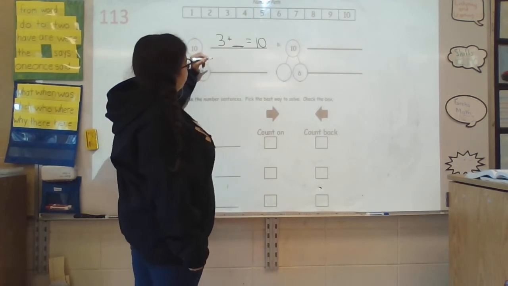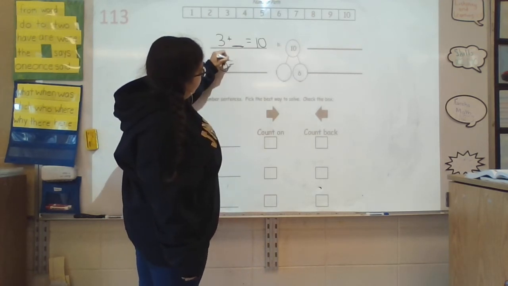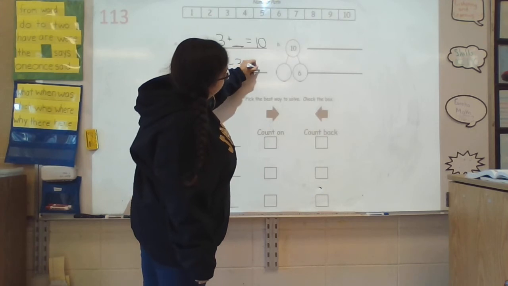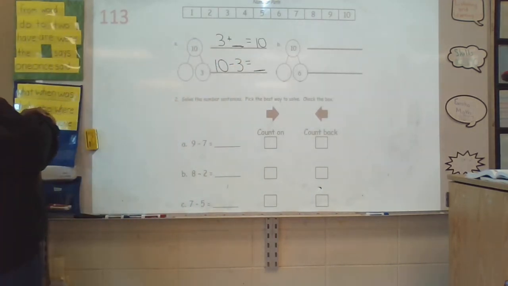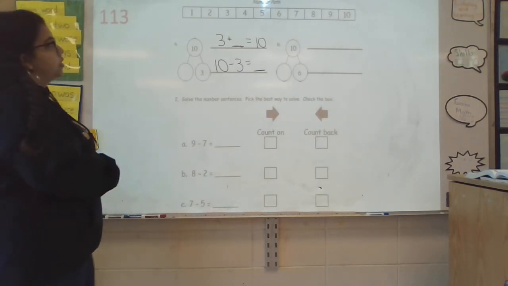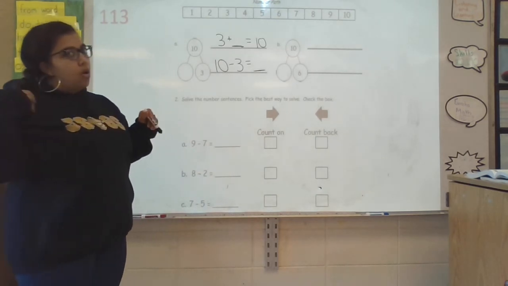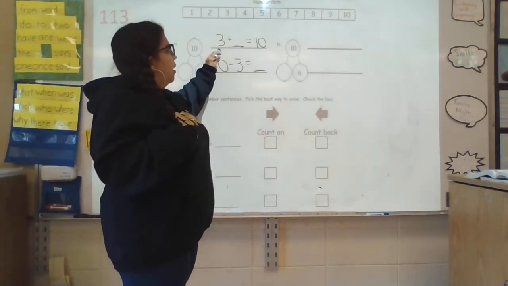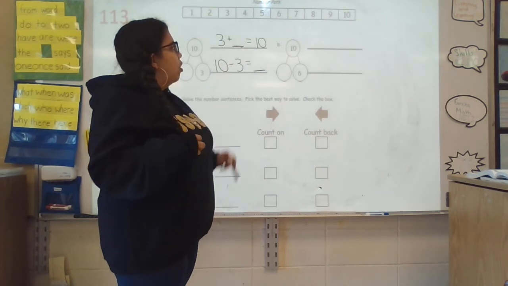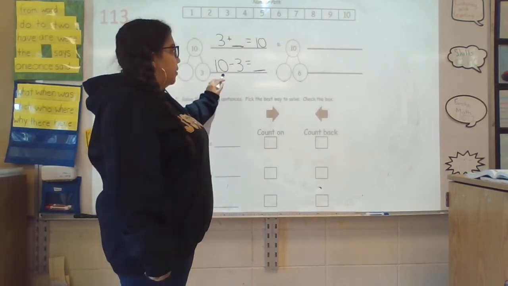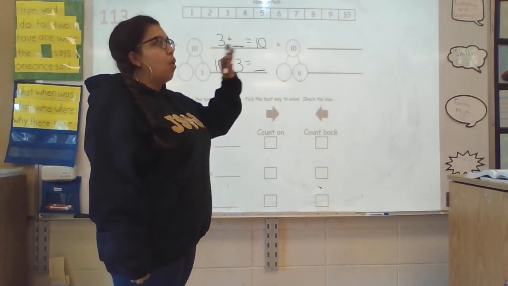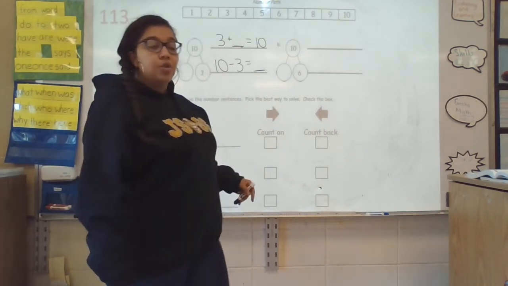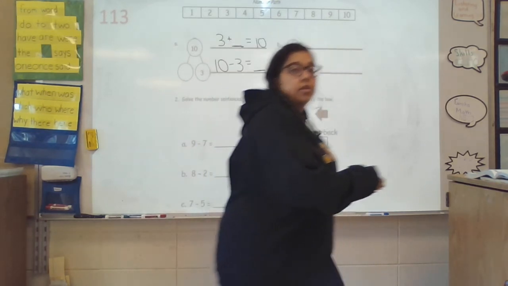And then now let's write the unfamiliar. 10 minus 3 is equal to blank. Notice what I'm doing. I'm moving the missing part from the middle to the ending. So we're still using the number path. Should we count on from the part to the whole, or should we count back from the whole to the known part?